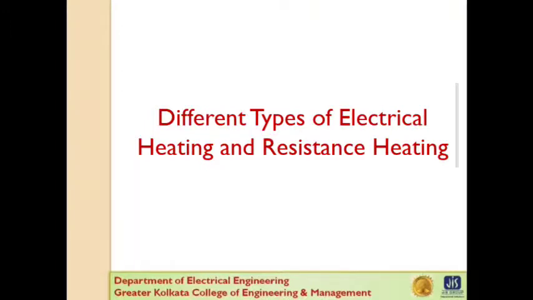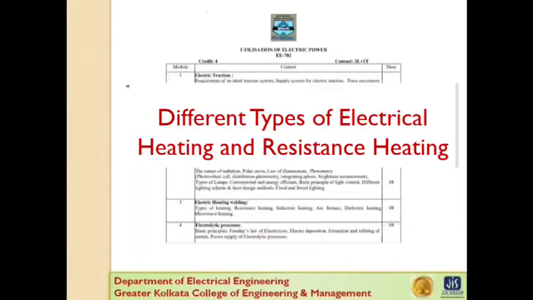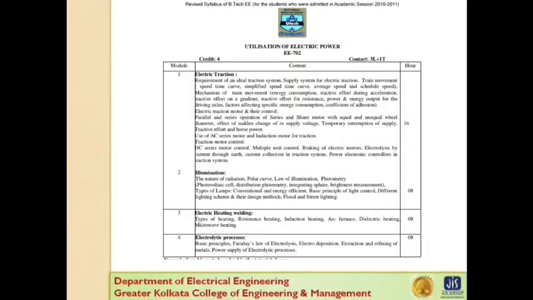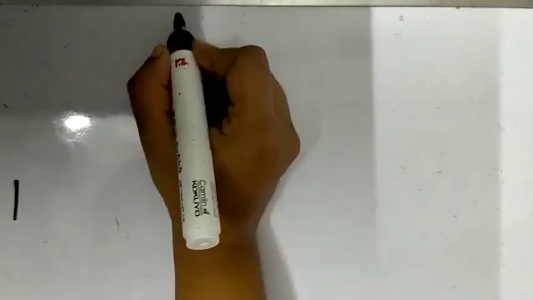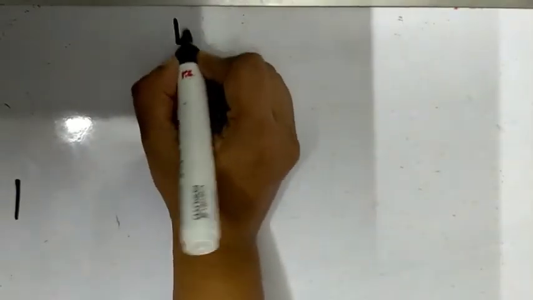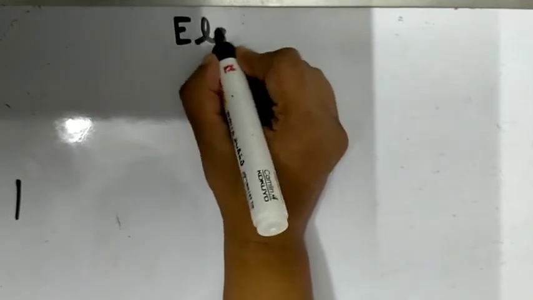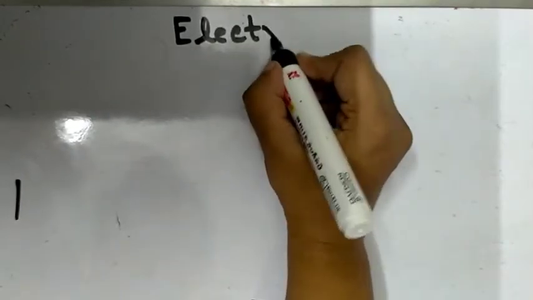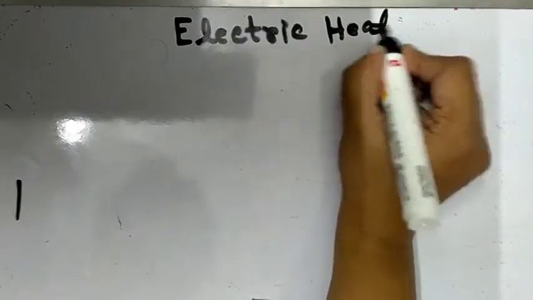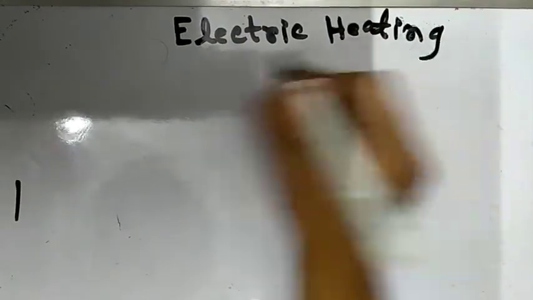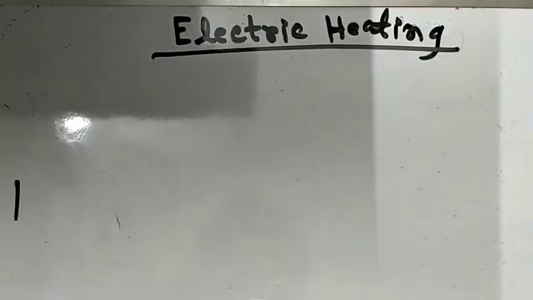In this video, I will discuss different types of electrical heating and resistance heating. This topic is included in Module 3 of the subject Utilization of Electric Power. Subject code is EE702. In this video, I will discuss electric heating. This is a new module.